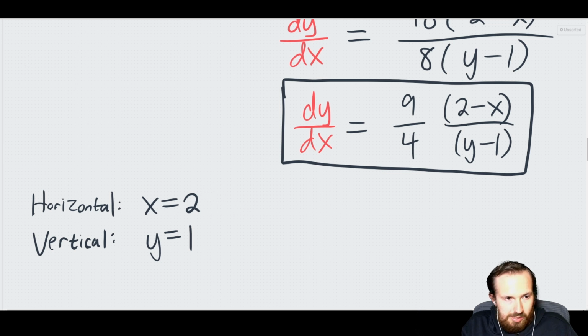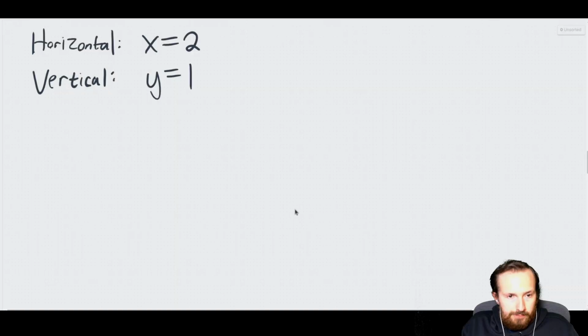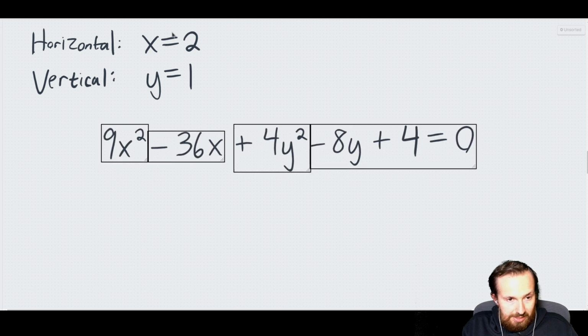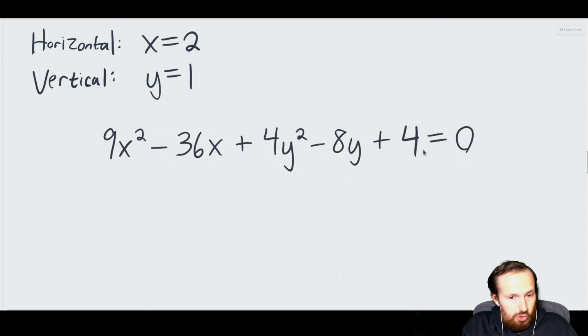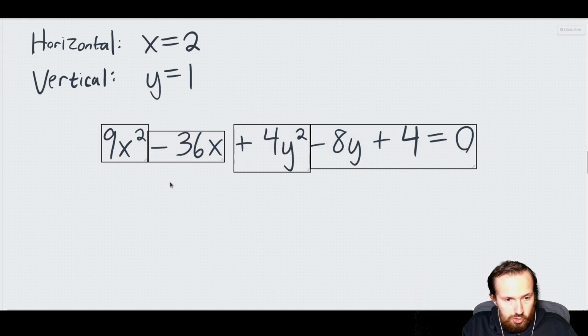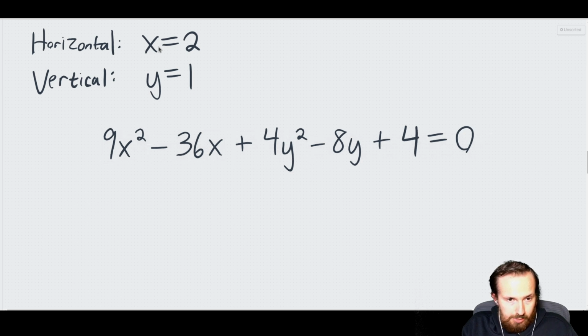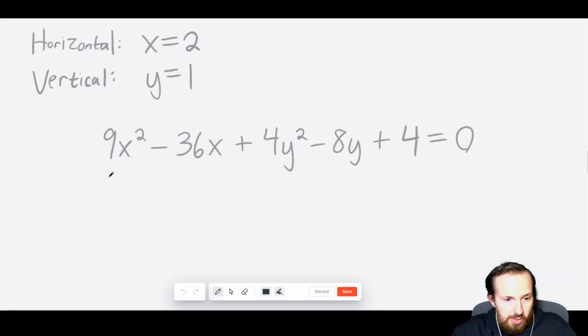Go ahead and pause the video and see if you can think about how we would address that. In order to figure out the exact points where this happens, we need to plug these constraints into our original equation. Remember, this was the original implicit curve. And basically what it's saying is that whenever x equals 2, those will be the coordinates of the points where the tangent line is horizontal. So let's actually plug that in.